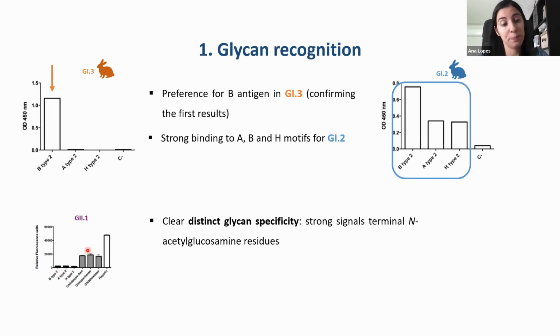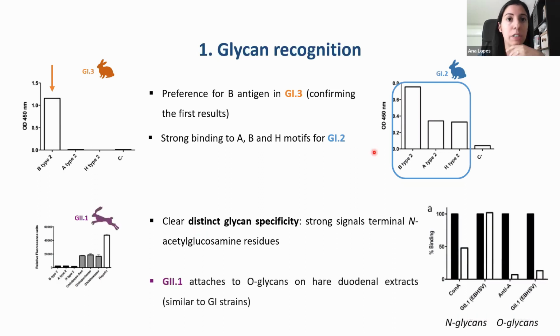This was strange. On one side, it makes sense because it's a different genotype, so it might have different glycan recognition patterns, but we were kind of lost in the middle. We never saw this for the other lagoviruses, so we didn't know what to do. And we decided to start from the very beginning, which is to try to understand if it binds to N or O linked glycans. That's what we did over here.